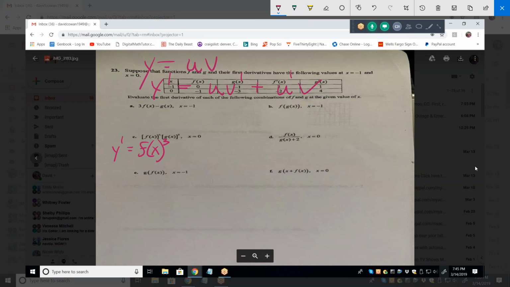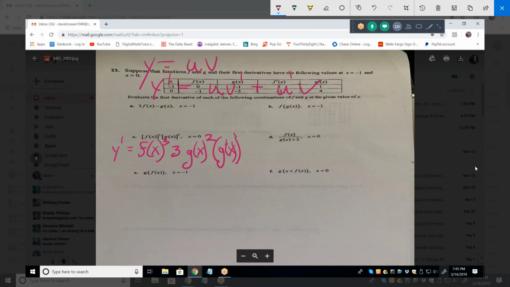Yeah, y prime equals f of x cubed times 3g prime of x squared. No, it's 3g of x squared times g prime of x. In other words, that's the chain rule. It's classic chain rule. You have a function that you're going to use the power rule on, but you have to apply the chain rule to multiply it by the derivative of the inside.